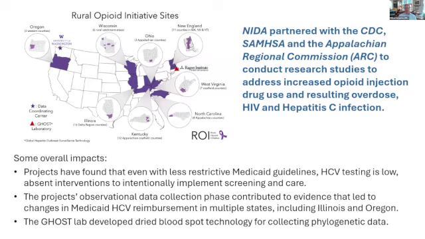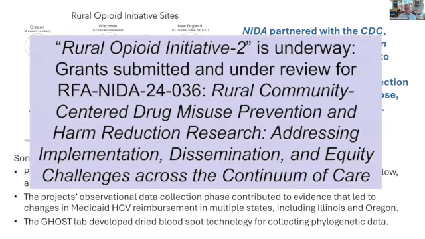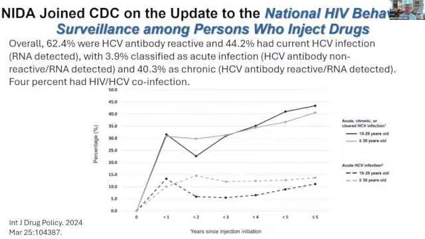Ragon Institute has been able to develop new technologies for doing phylogenetic linkages across exposures to HCV. I'm very pleased that a follow-up funding opportunity is currently underway. Grants have been submitted and they're under review for this follow-up. So stay tuned for additional research to be conducted in rural populations all across the country, supported by NIDA and our partners.